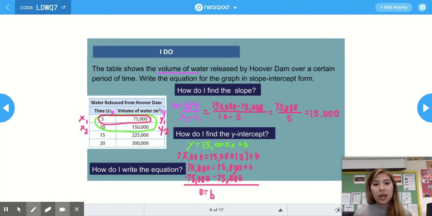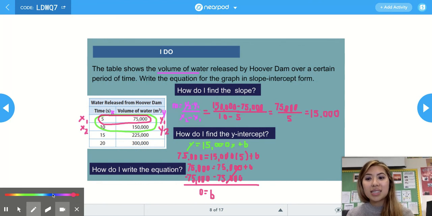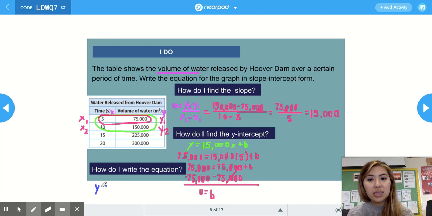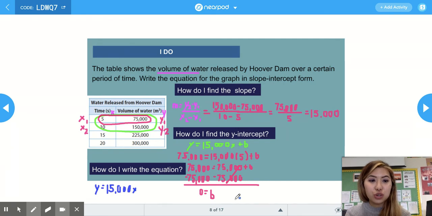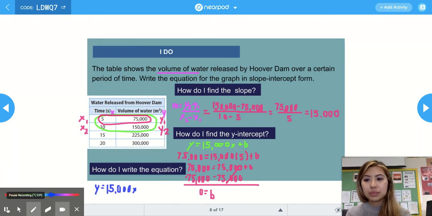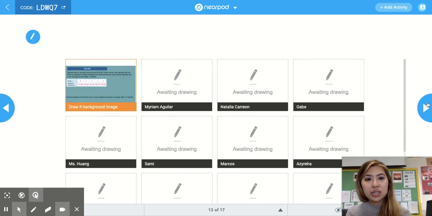So if our y-intercept is 0, that means that this is a proportional relationship because we have y is equal to 15,000x, since our y-intercept is 0. So we know that this graph goes through the origin, or the point 0, 0.